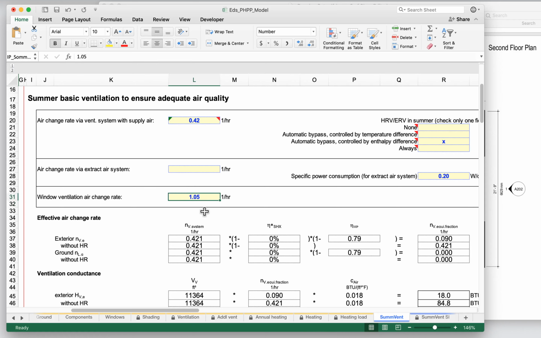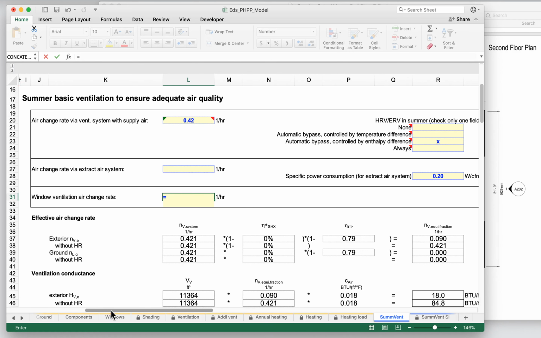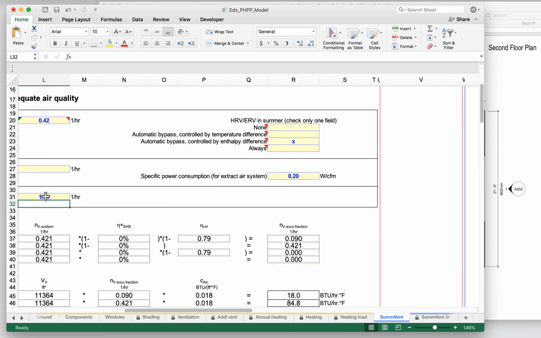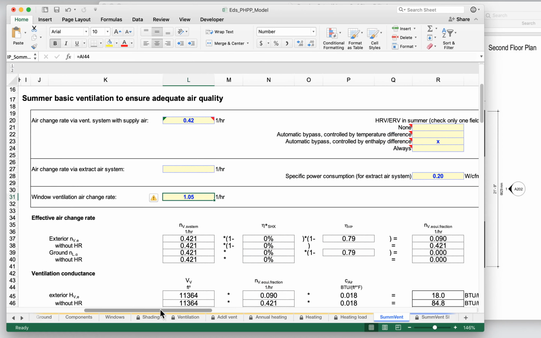I could select the cell, type equals, then come over here and enter this value. And notice I get 1.05, significantly higher than that basic ventilation rate. We're much higher than the 150%, which is great. So we're going to have additional air exchange.